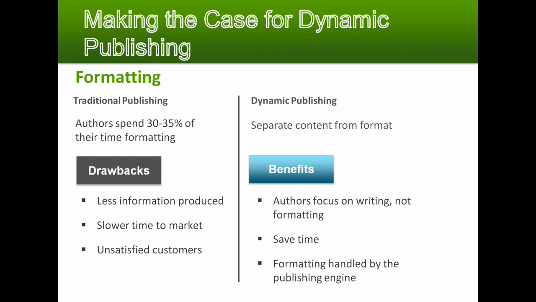Statistics from the Society for Technical Communication state that authors typically spend about 30-35% of their time formatting. With a dynamic publishing system, an author writes content but does not format the content. It's just text. The cost of formatting is eliminated. So that's an immediate savings that can happen when you author in a dynamic publishing system.